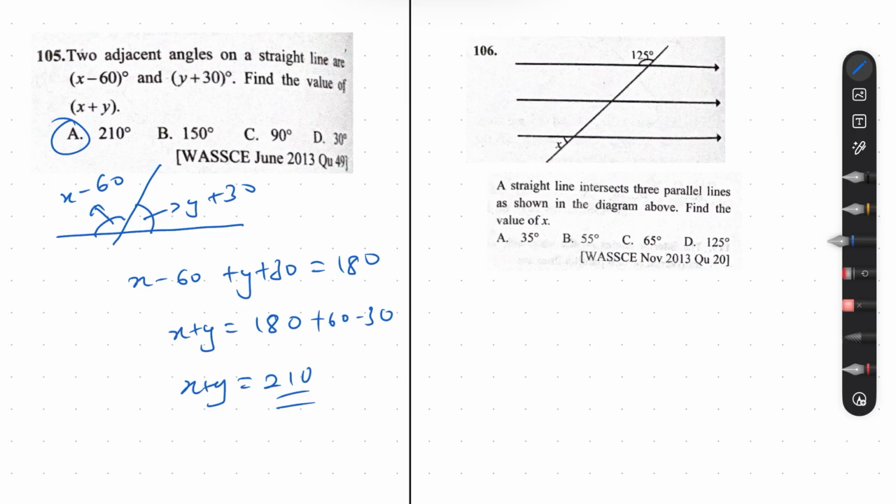Because the question says we should find x plus y, which is this, which is 110 degrees. Okay? Don't forget the degrees. Cool. Let's move on to question number 106.